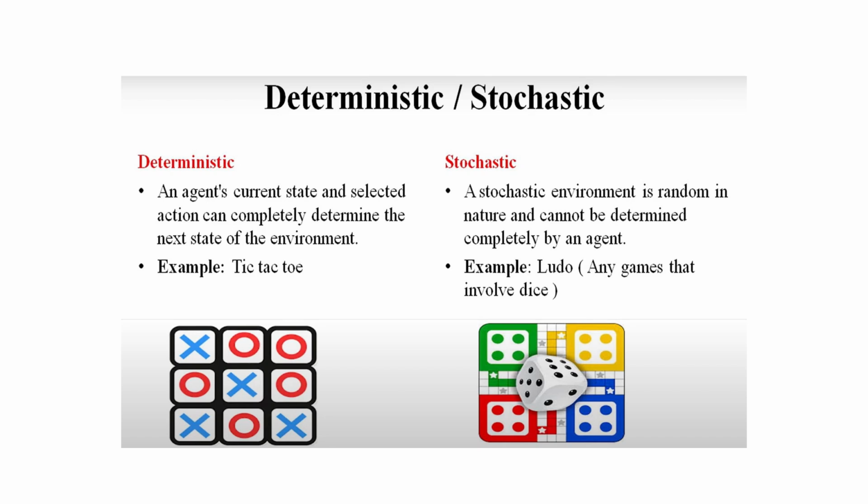So we start by rolling the die. Each move is played by player 1, player 2, player 3, player 4. The ultimate goal is that whenever we roll the die, the number is random in nature. That cannot be predicted, and that cannot be determined completely by the agent. Once the die shows 5, we can move 5 steps in Ludo. So this is one of the good examples of a stochastic environment.